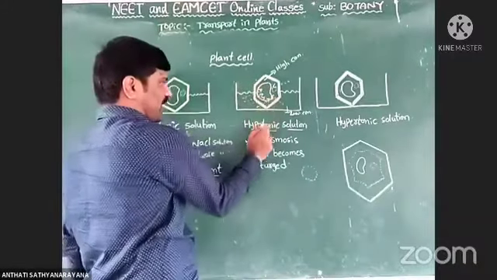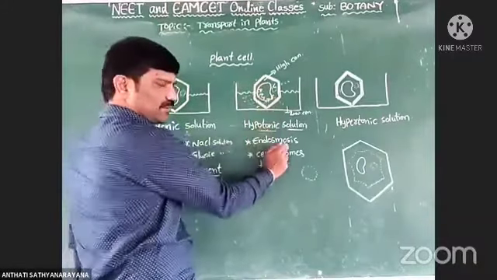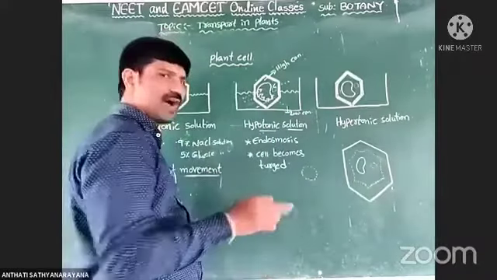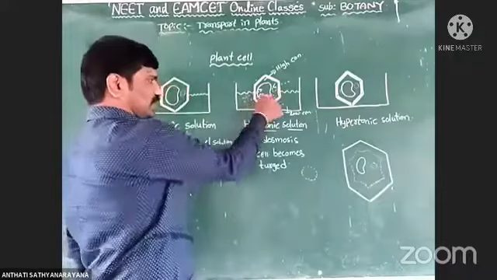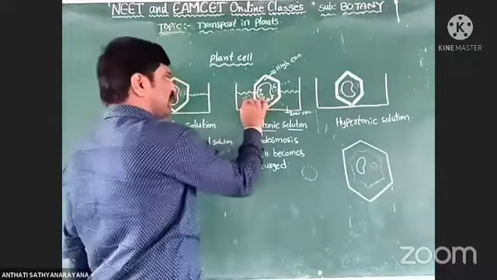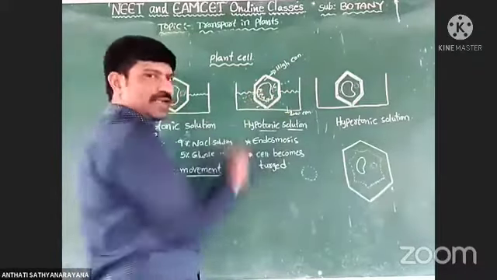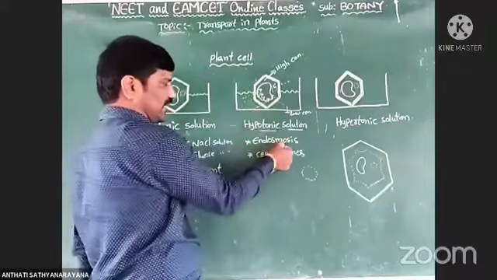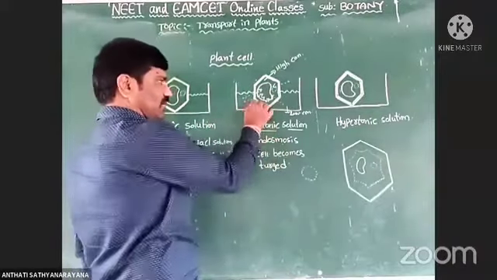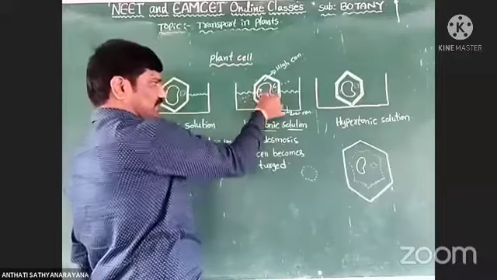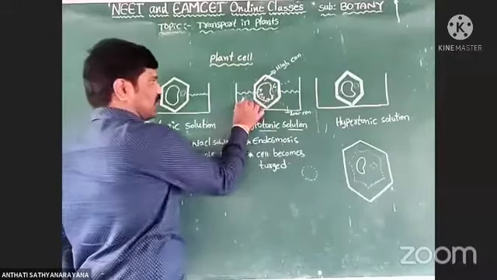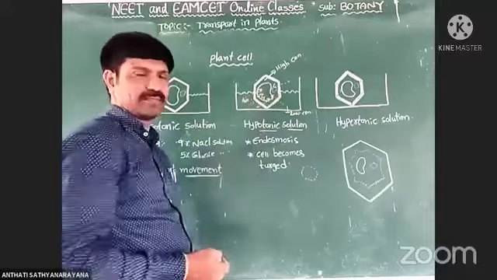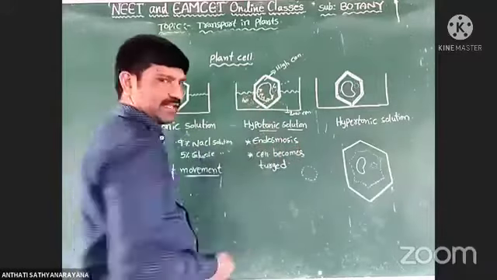When a plant cell is kept in hypotonic solution, endosmosis takes place. Endosmosis means the solvent molecules move from lower concentration to higher concentration. That process is known as endosmosis. Water molecules are transferred from lower concentration to higher concentration. Here, water molecules move from outside to inside, to the cytoplasm. Endosmosis takes place.